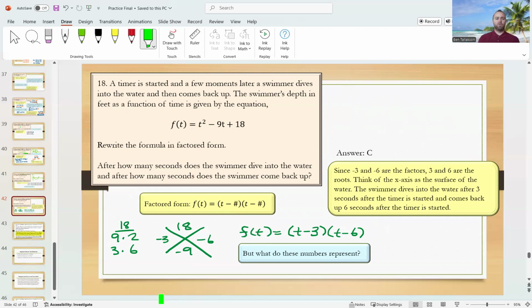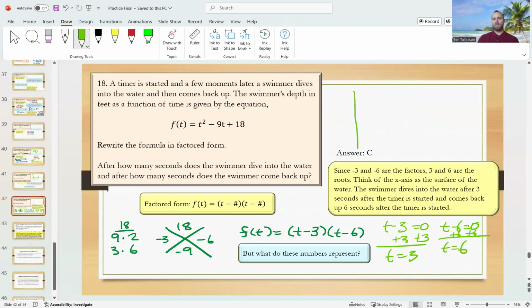How do we write our factored form? Usually you see x's here. So a pair of parentheses with t in front. And we have the values -3 and -6. So that's what goes here and here. Now, like I said a moment ago, we factor to then find roots. You've done this many times this year. Set each factor equal to 0 to solve for t to get 3 and 6.